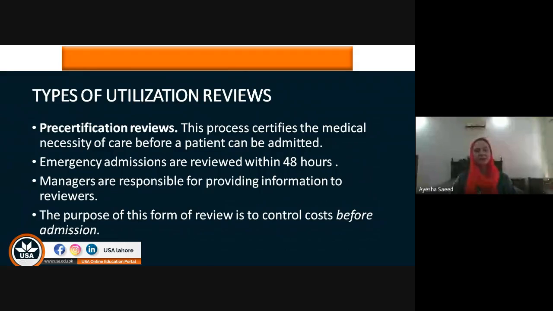The first type is the pre-certification review. This process certifies the medical necessity of care before a patient can be admitted. Emergency admissions are reviewed within 48 hours. So what is done is that once a patient is brought to the hospital under severe conditions, this type of utilization review is done before the treatment is started. Managers are responsible for providing information to the reviewers. The purpose of this form of review is to control cost before the admission.